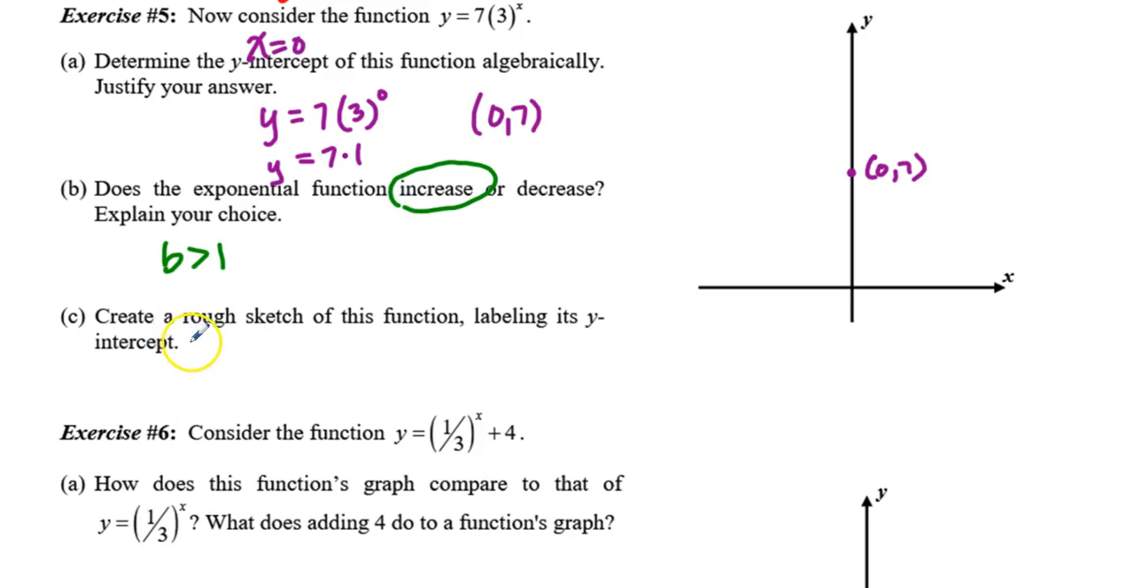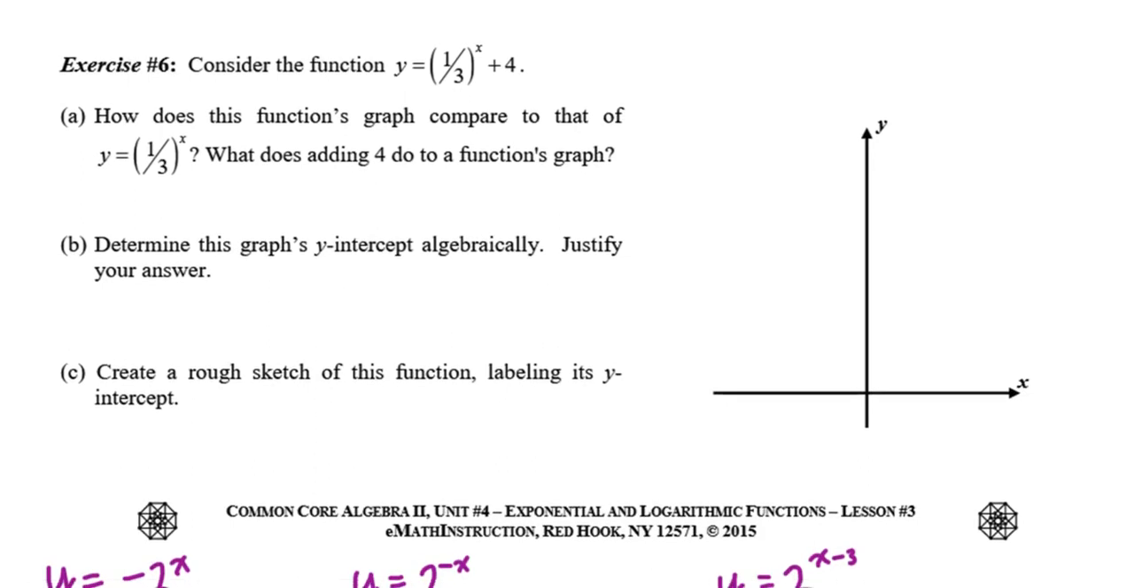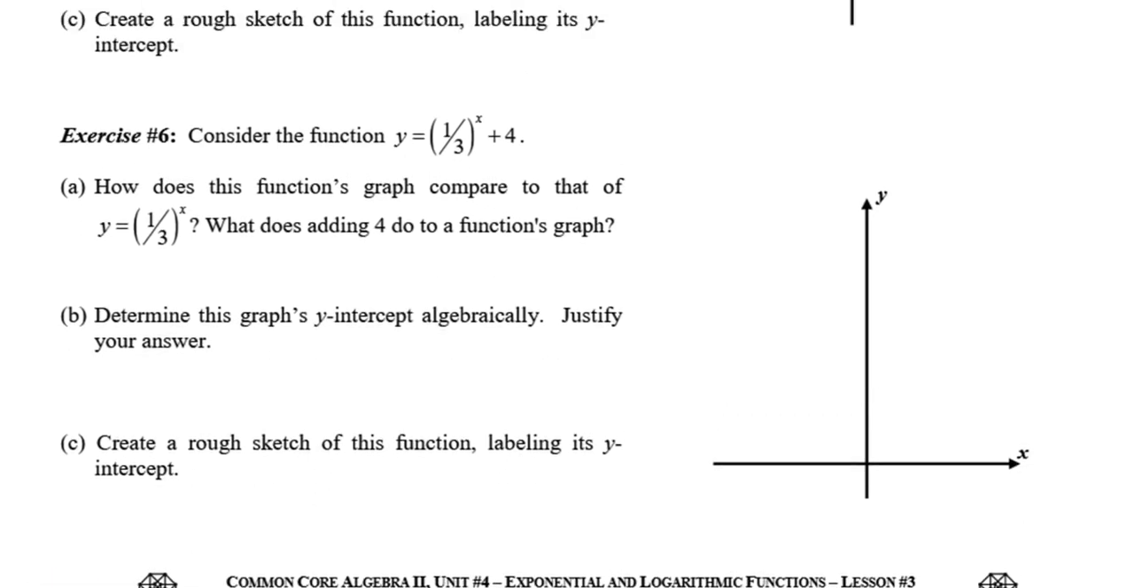Now it just says create a rough sketch, labeling its y-intercept. We've got its y-intercept in here, and we know it's going to be growing something like this, passes through that point, and grows steeply after that, right? Because it's 7 times what a 3 to the x would be. We don't have any scale on here, that's fine. Okay, I'd like you to work on exercise 6 on your own, and play the recording when you are ready.